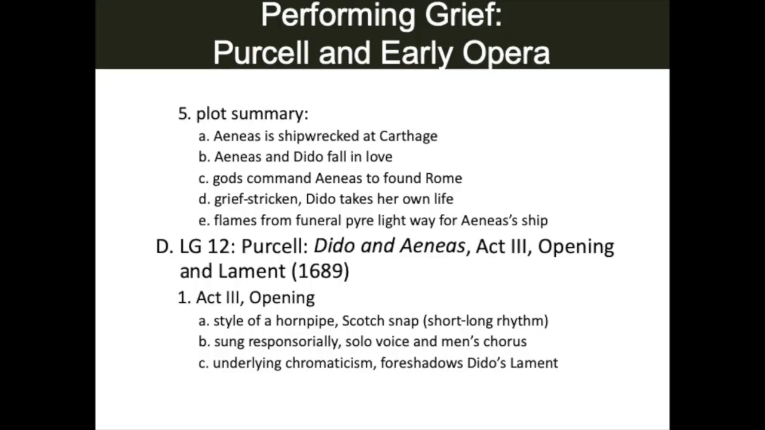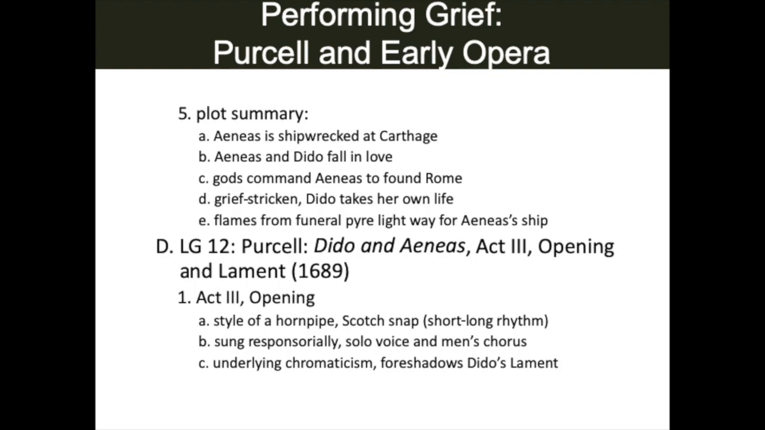Now the plot summary, like I was saying before. Aeneas is shipwrecked at Carthage. And then Aeneas and Dido fall in love. The gods command Aeneas to found Rome. That was what his duty was. And grief-stricken, Dido takes her own life.